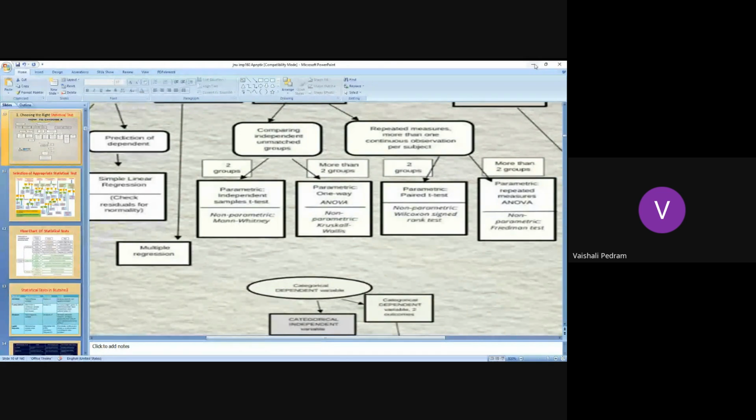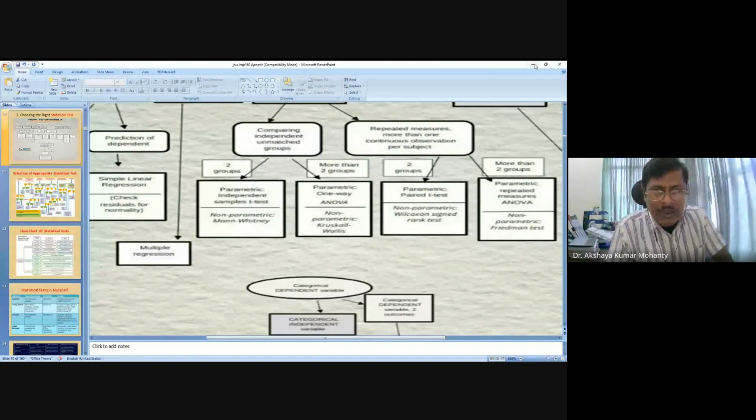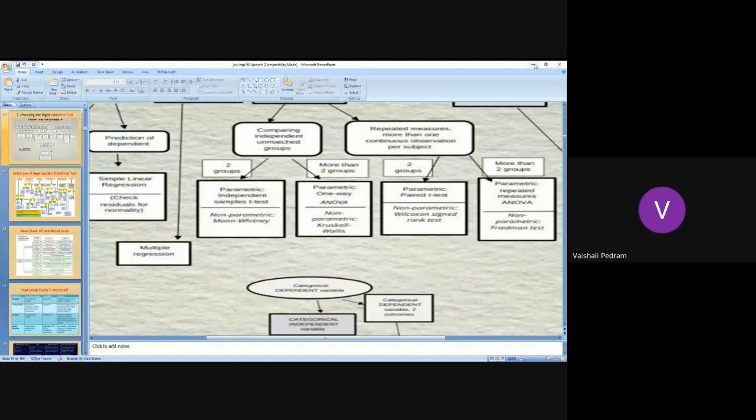I have already done it, and if you go through my CV, you can find one food security article I published, and in that I used this ordinal logistic regression model. Okay. Thank you very much.